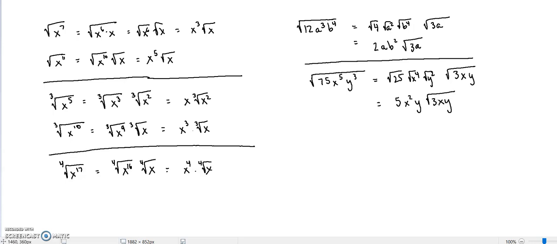And just check your leftover and make sure that you don't have anything else that you can reduce. Maybe you didn't take out the biggest thing that you could. Just double check that, but it should be something that you cannot reduce. Okay, so that's what square roots look like.